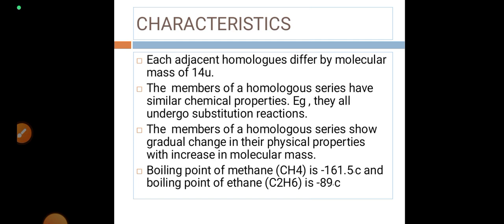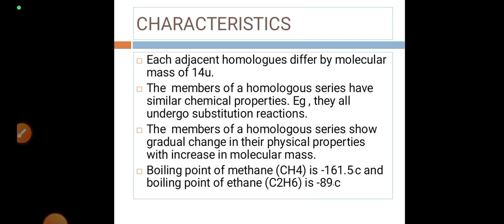Similarly, the next characteristic is that the members of a homologous series have similar chemical properties. As I already told you, if you take methane, ethane, propane, butane and so on, they can all give rise to substitution reactions. In this way, we can observe that each member of the homologous series will have similar chemical properties. In the next slides, I will be telling you about the homologous series of alcohols and aldehydes. There we can understand how every member of the homologous series of alcohol behaves in the same pattern.